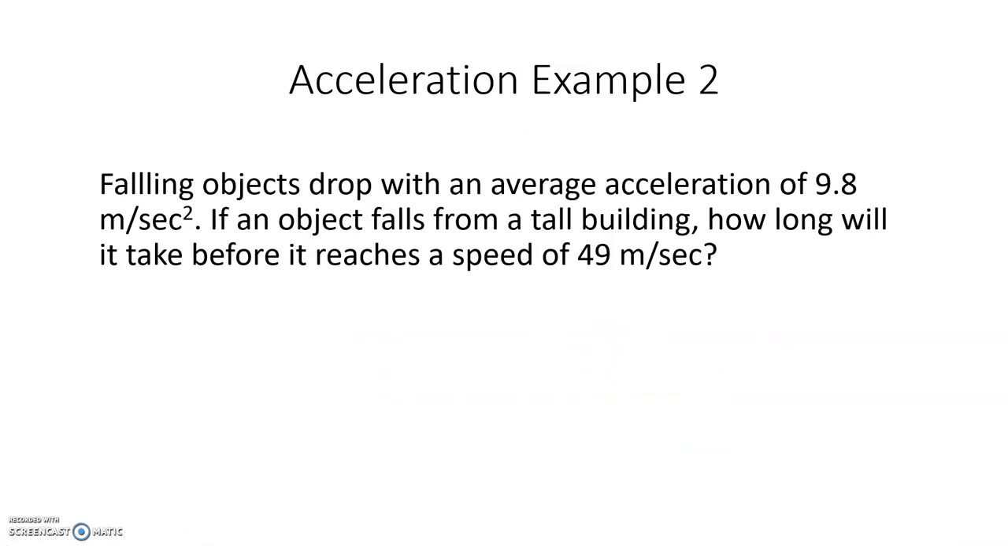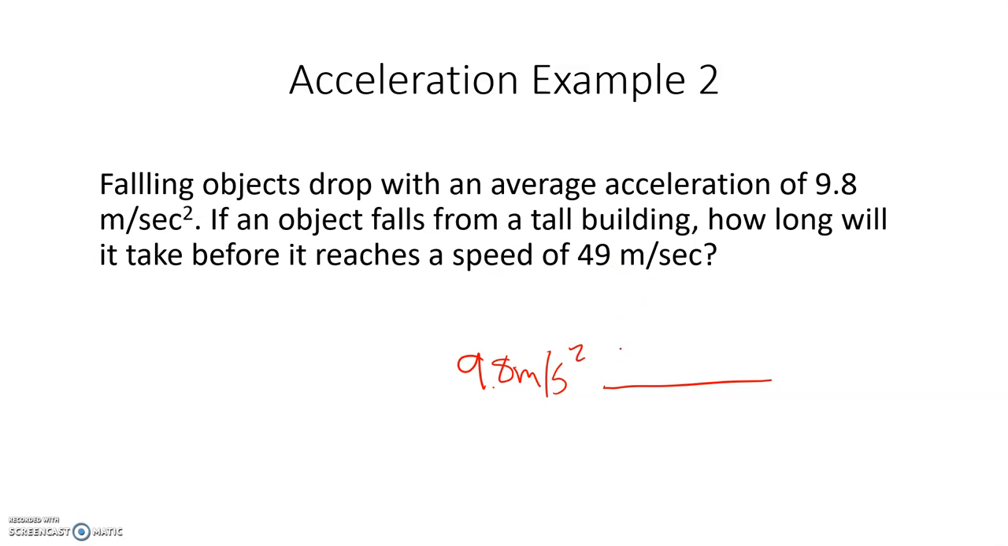Let's take a look at another one. So here's a falling object. They drop with an average of 9.8. We talked about that. If an object falls from a tall building, how long will it take before it reaches a speed of 49 meters per second? This one, we are going to work backwards a little bit. So I want an acceleration of 9.8 meters per second squared, and it's saying that you're reaching a speed of 49 meters per second.